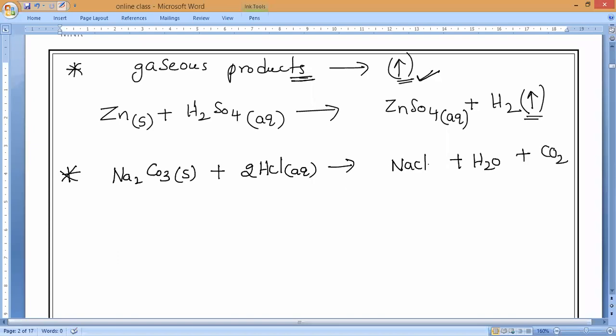Now, what is the state of NaCl? Anybody? Don't say solid state. What is the state of NaCl? See, sodium and chlorine will dissolve and form something. Dissolved state. What is that? Aqueous. Aqueous state. Understand? Water. What is the state of water? Liquid state. Carbon dioxide, up arrow, gaseous state. Understand? So we are representing it with the up arrow.